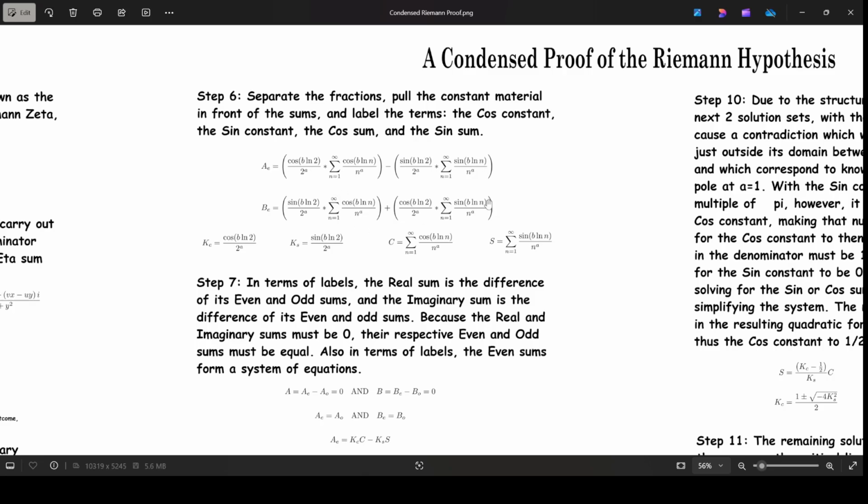And now if you look through these 2 expressions for the even sums, you'll notice that there's some repeating objects. The material out front here is the same as here. Out front here is the same as here. These 2 sums are the same, and these 2 sums are the same. So out of these 8 terms, there's actually only 4 building blocks, and we're just going to label them here.